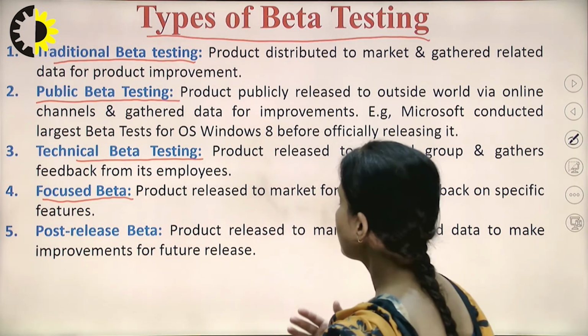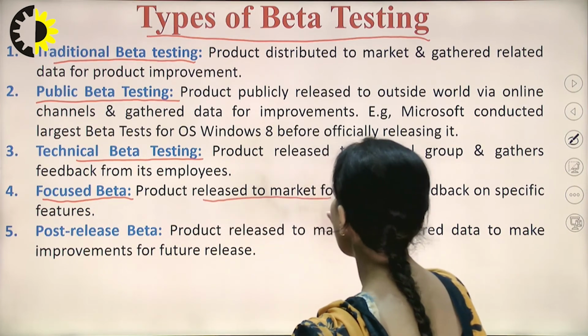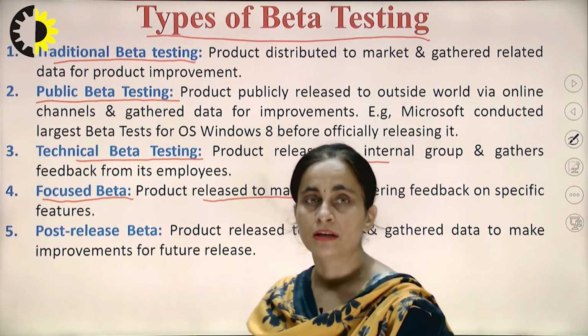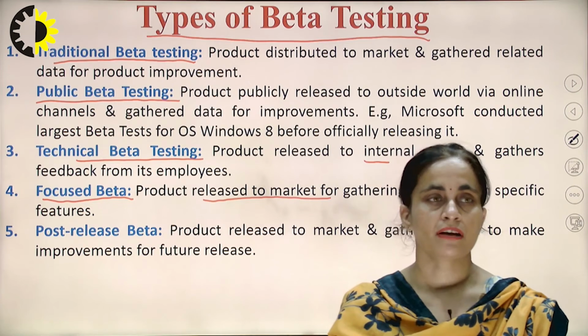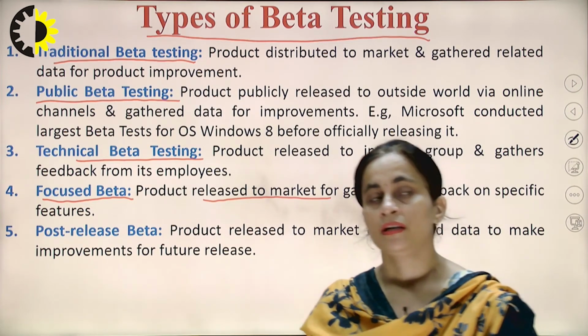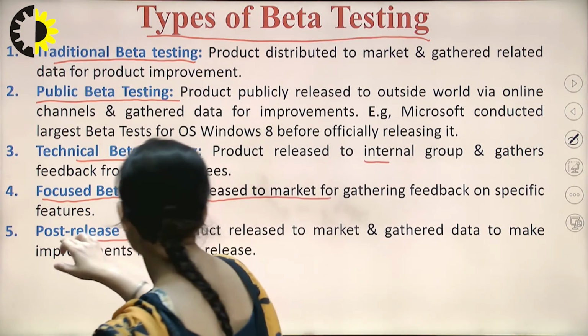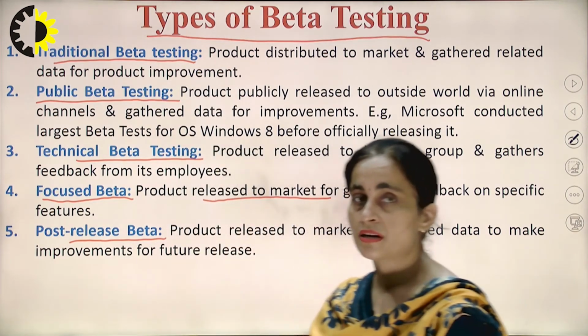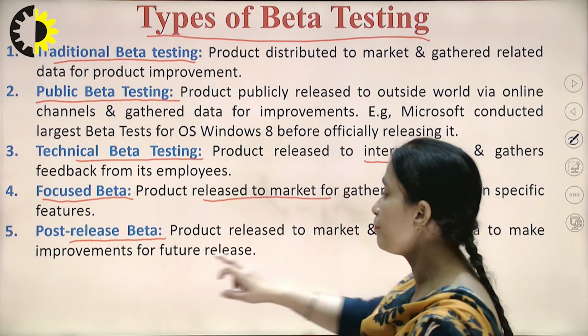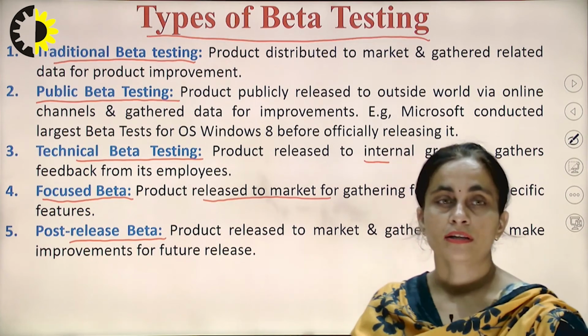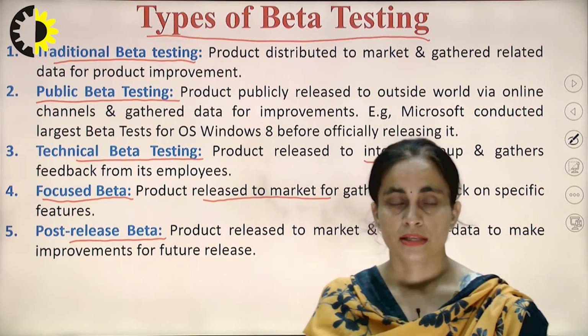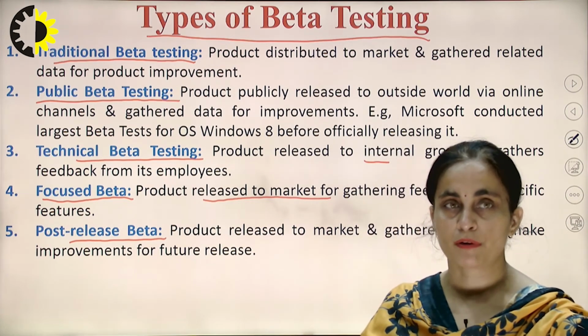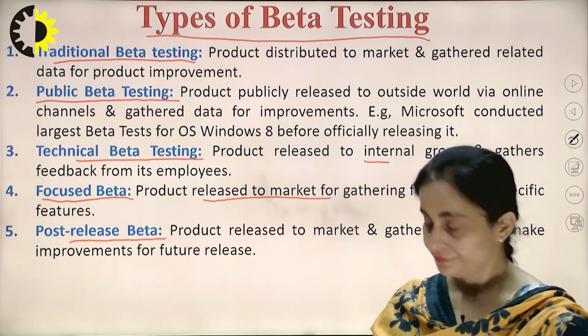Then moving on to focused beta. Focused beta is when the product is released to the market to gather feedback on its specific features. Then the fifth kind, post-release beta, means the product is released and data is gathered to make improvements for the future release. These are the different types of beta testing.